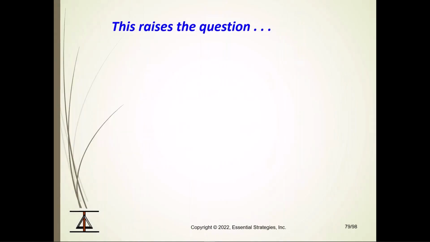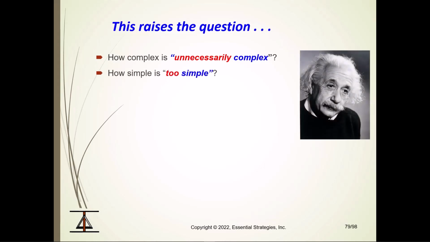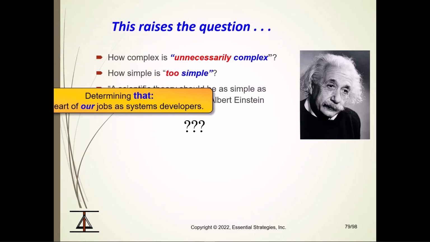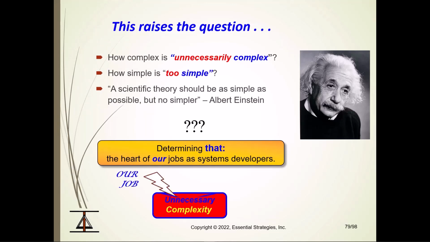This, of course, raises the question, how complex is unnecessarily complex? How simple is too simple? Well, our friend Albert Einstein was reported to have said, a scientific theory should be as simple as possible, but no simpler. That's not very useful. In fact, it's our jobs as systems developers to come up with the answer to that question. Indeed, it is our job to get rid of unnecessary complexity and leave behind just the right amount.